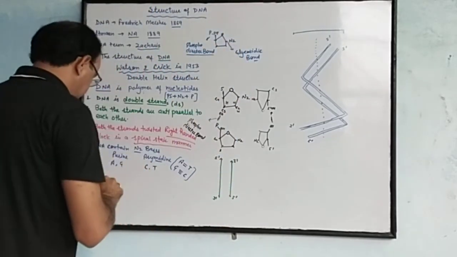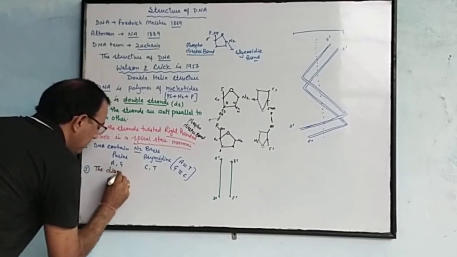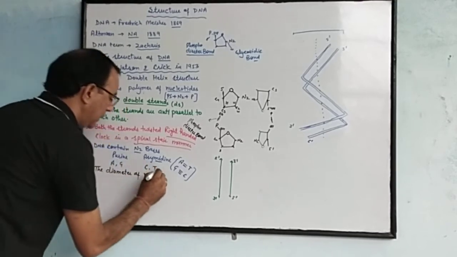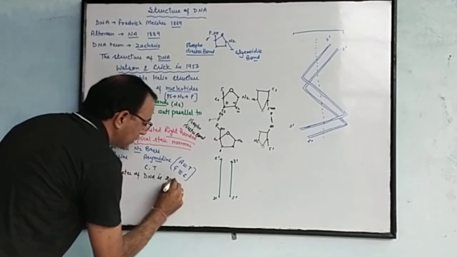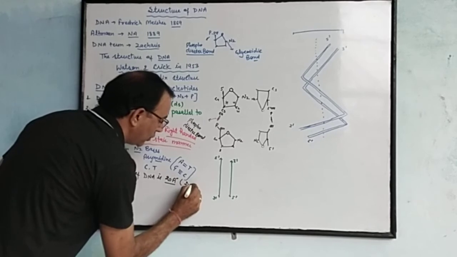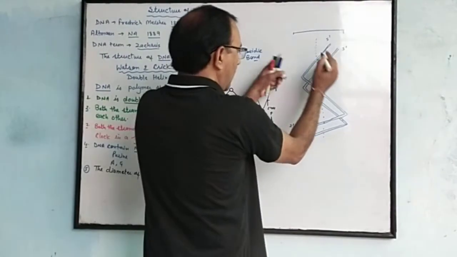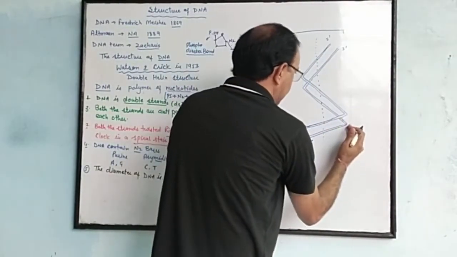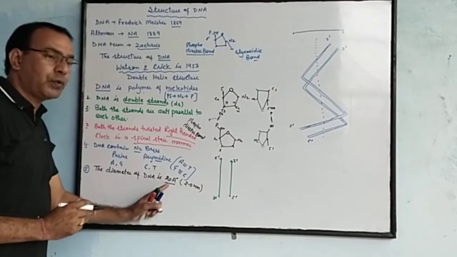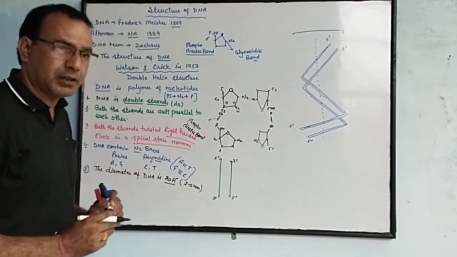The next feature was the diameter of DNA, which is 20 angstrom, or we can say it is nearly 2.0 nanometer. This is the diameter from outside to inside. This is the diameter of the DNA, and the DNA diameter is 20 angstrom, or you can also write 2.0 nanometer.